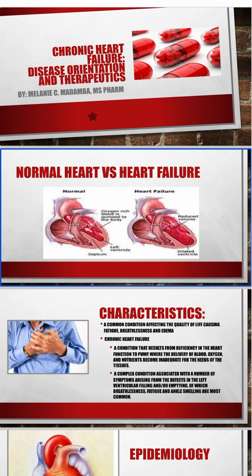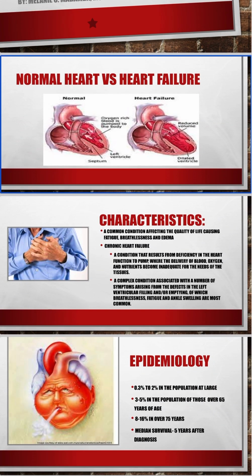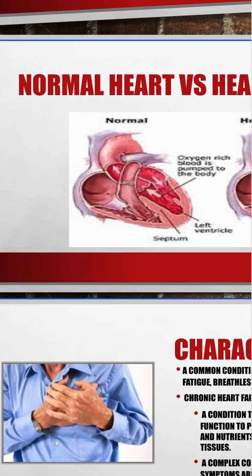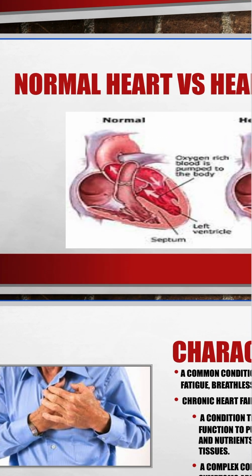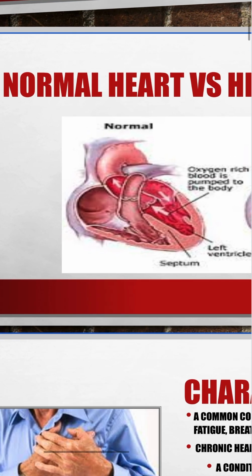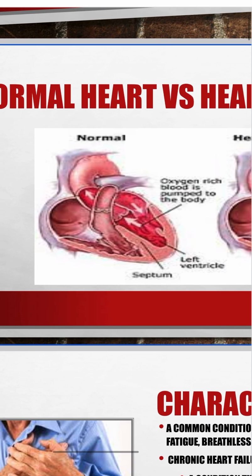So, before I discuss the characteristics and the clinical hallmark for heart failure, allow me to compare a normal heart and a failing heart. As you can see in the picture, a normal heart has sufficient volume of oxygen-rich blood that is pumped out to the body and distributed throughout the body. This is made possible by the left ventricle, which is not too narrow and not too dilated. This is supported by the septum, or the wall, which divides the left and the right heart.